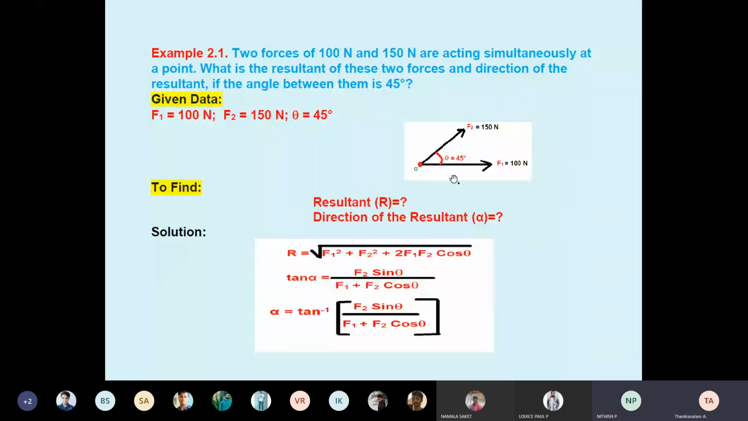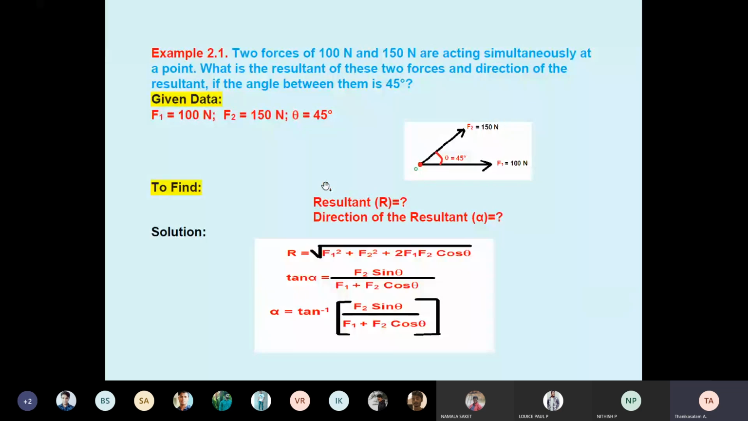You have to draw the graphical representation. See the diagram. Theta. So there are two forces acting, F1 and F2. When two forces are acting, you take the first force, F1, as horizontal, in the positive direction, 100 Newton. The angle between them is given, therefore theta equals 45 degrees. F2 is also given as 150.